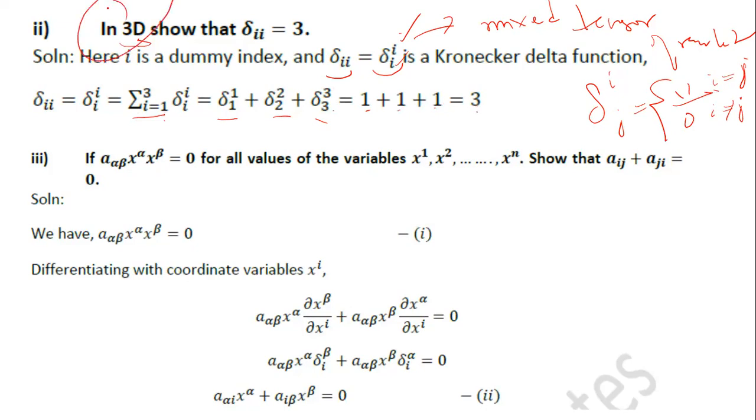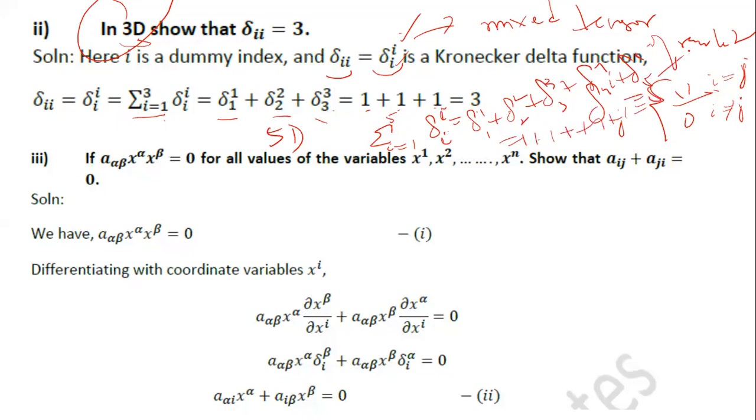So if you have a 5-dimensional space, the summation will have to run from i equal to 1 to 5, and it will be delta 1 1 plus delta 2 2 plus delta 3 3 plus delta 4 4 plus delta 5 5. And this is 1 plus 1 plus 1 plus 1 plus 1, it will be 5. All right.